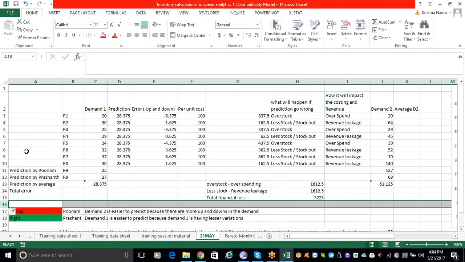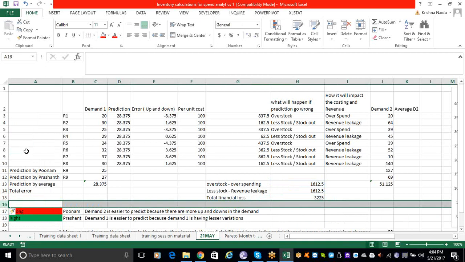Just because of a poor prediction, what is the overspending, and what is the revenue leakage? Whenever you go to a consulting assignment, or when you want to understand how much loss is occurring in your organization, first see what forecasting is being done.